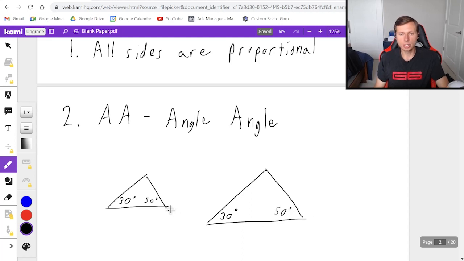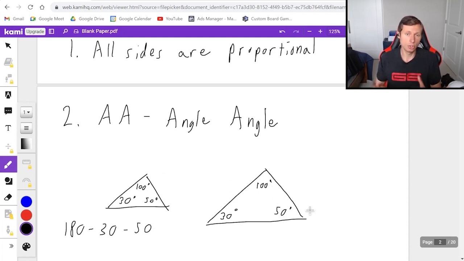So as soon as you get 2 angles are congruent, you actually have all 3 angles are congruent. Why is that? Because remember, when you have 2 angles, you already know the third one. It's 180 minus 30 minus 50, which is 100 degrees. And that's going to be true for both triangles. So as soon as you prove that 2 angles are congruent, you automatically have the third, and that means they're at least similar.